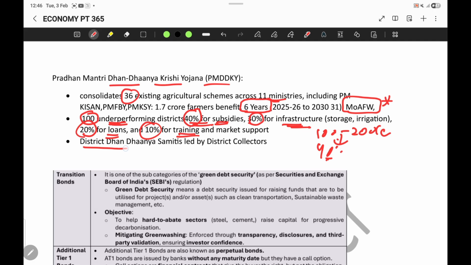They are forming District Dhan Dhanya Samitis. District Dhan Dhanya Samitis are led by district collectors. UPSC may ask about some different kind of authority. Remember, the District Dhan Dhanya Samiti is led by the district collector.